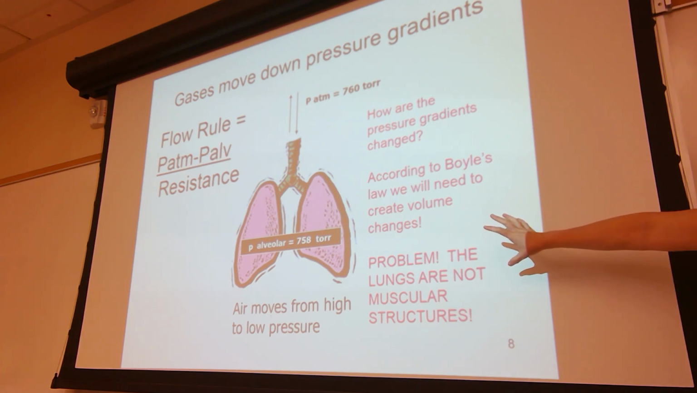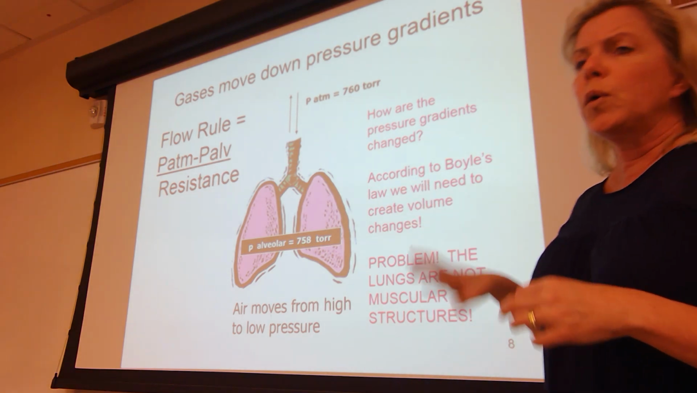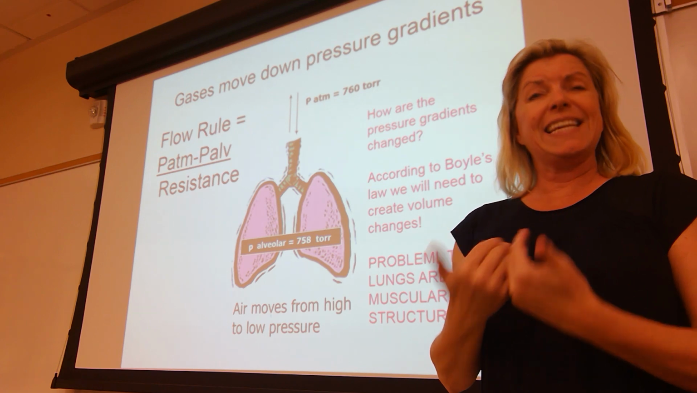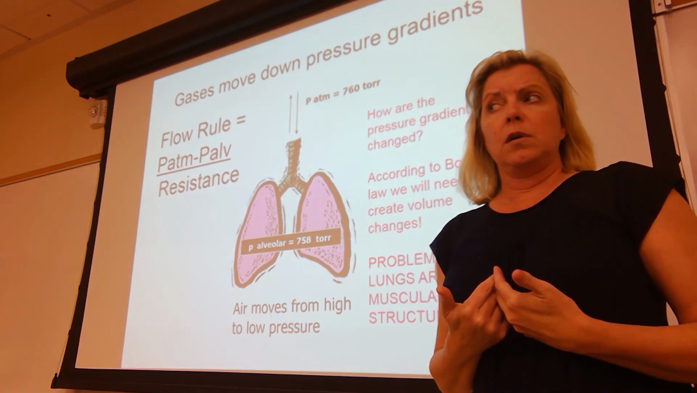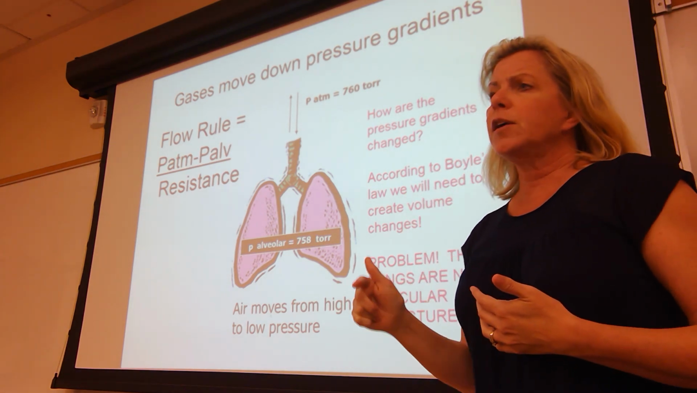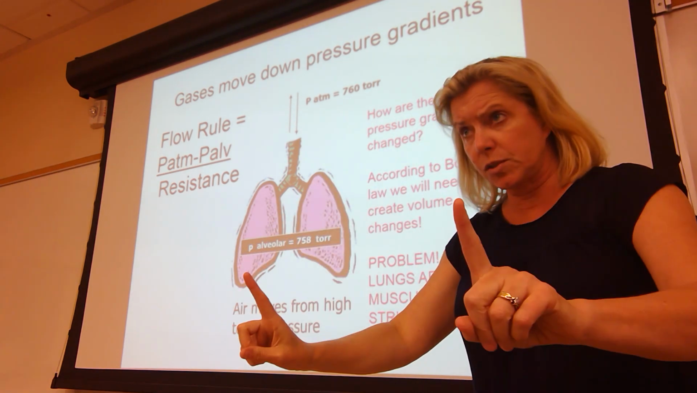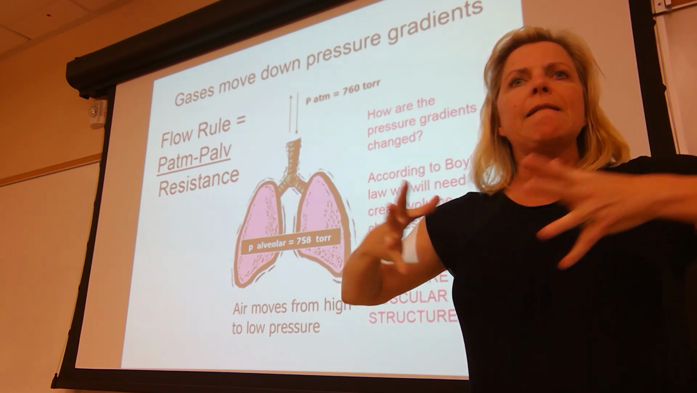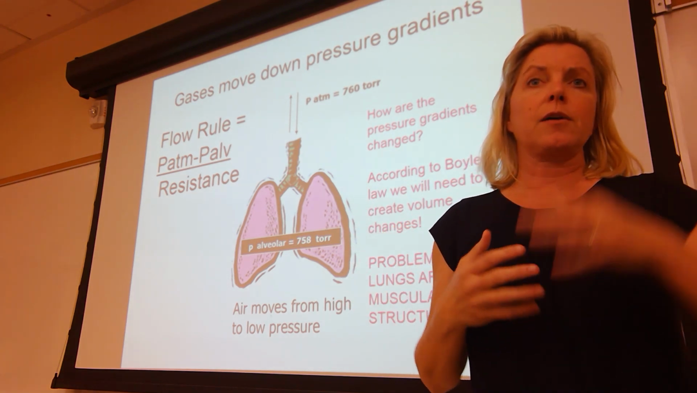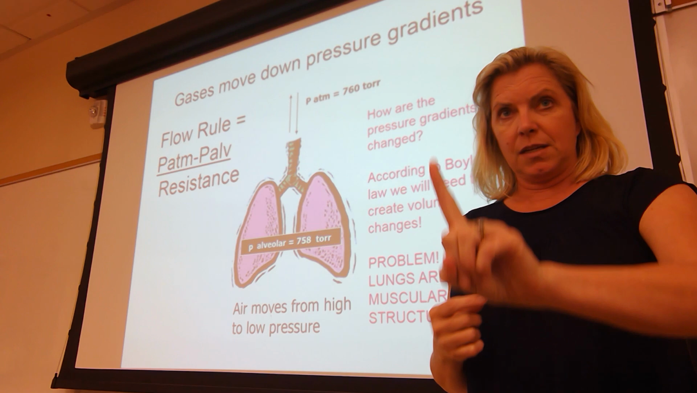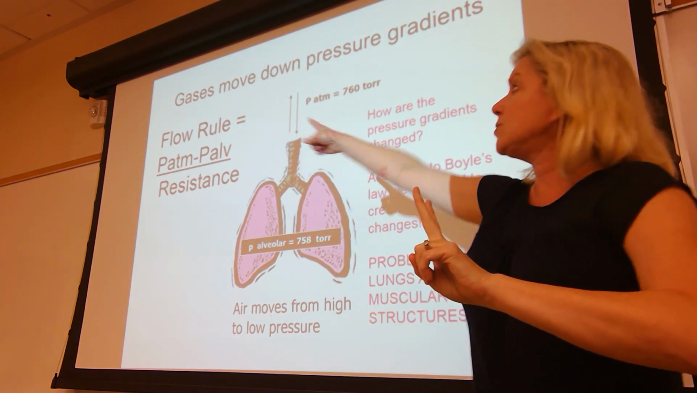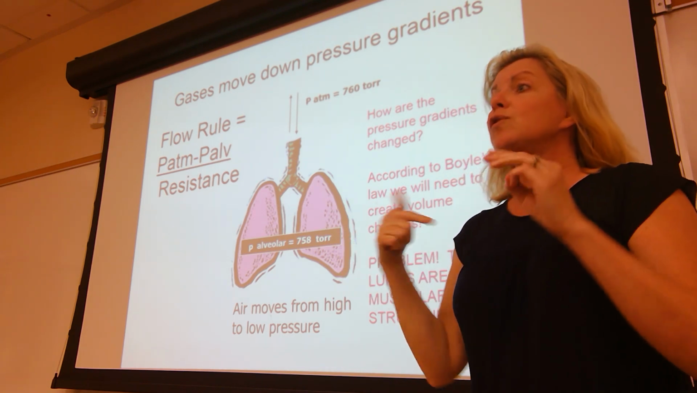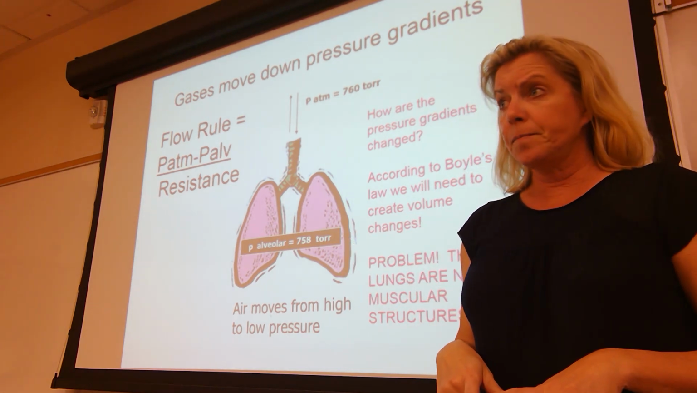In order for us to get pressure differences, to get airflow, we actually have to create a volume change in our lungs first. That's crazy. We have to create a volume change in our lungs first. That will then second lead to the pressure difference. That will then third lead to flow of the air.